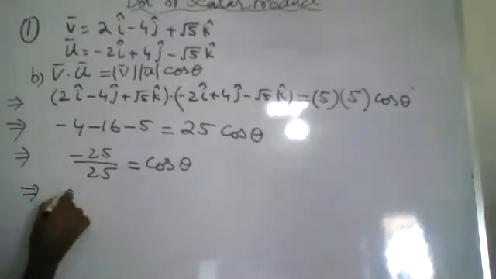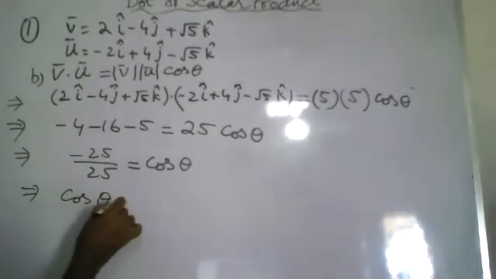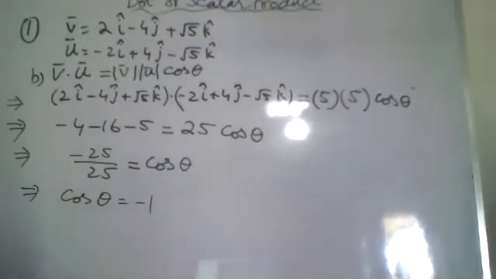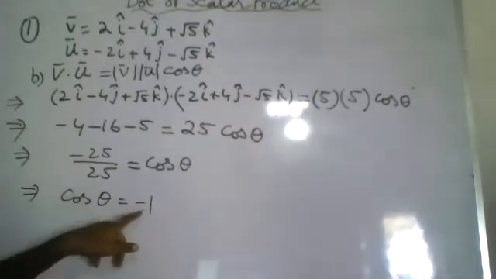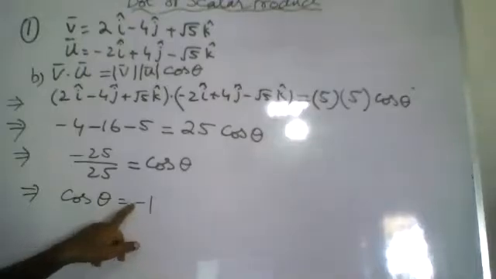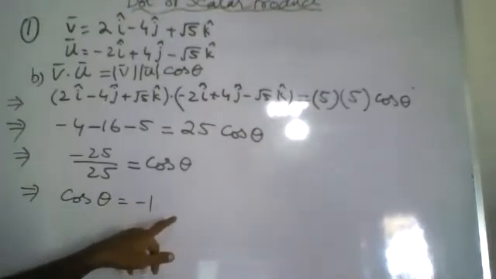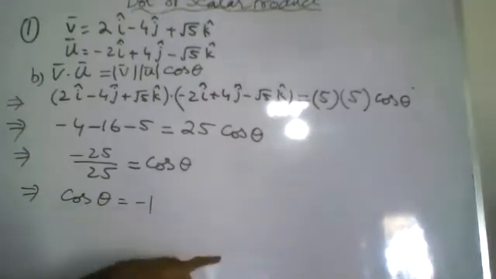Therefore, this is the answer. B part, find cos theta, that is minus 1. If it is asked to find theta, then we'll take cos inverse to the other side. It will become theta is equal to cos inverse of minus 1.